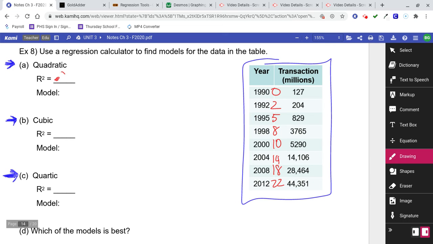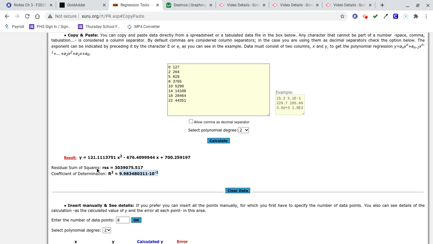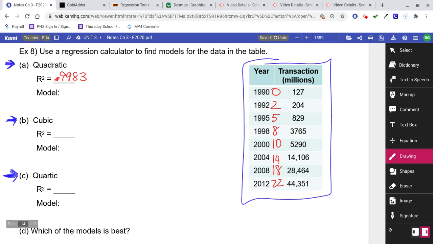0.9983. That's the r squared value, and that's how good of a measure it is. The closer to 1, the better it is. And then the model is this equation right here, let's just do 2 decimal places, 121.11x squared minus 676.41x plus 700.26.